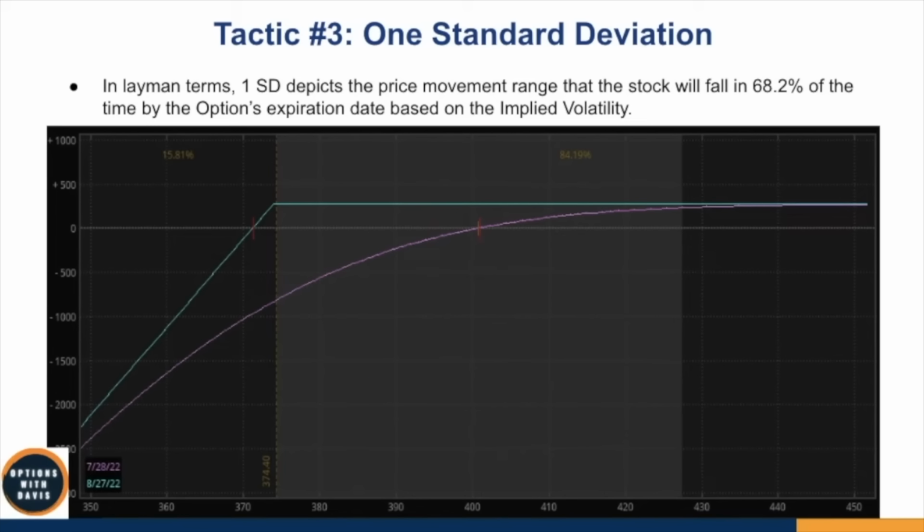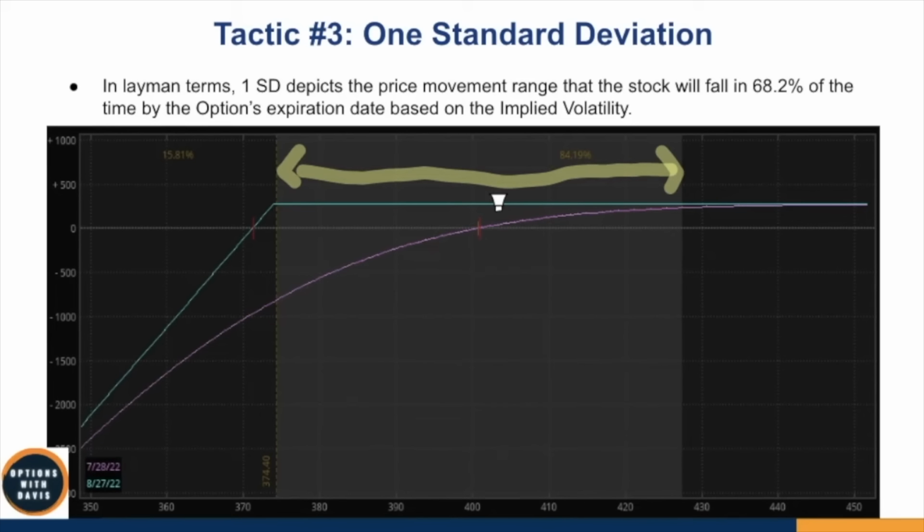All right, so technique number 3 is one standard deviation. I don't want to get into the very technical terms. In layman terms, one standard deviation depicts the price movement range that the stock will be in 68.2% of the time by the options expiration date, based on the implied volatility. That's quite a mouthful, but basically, most of the time the underlying stock will be within this highlighted box down here at the options expiration date.